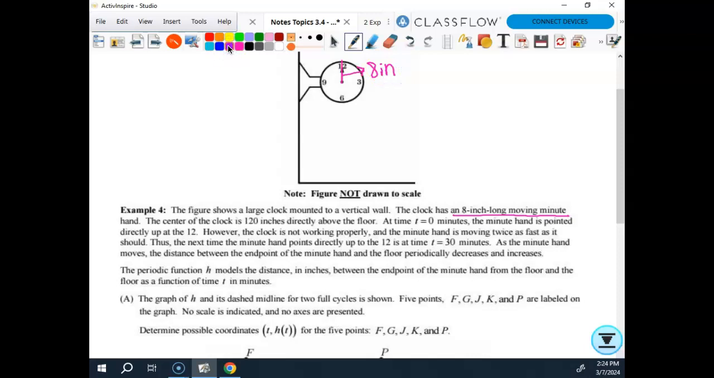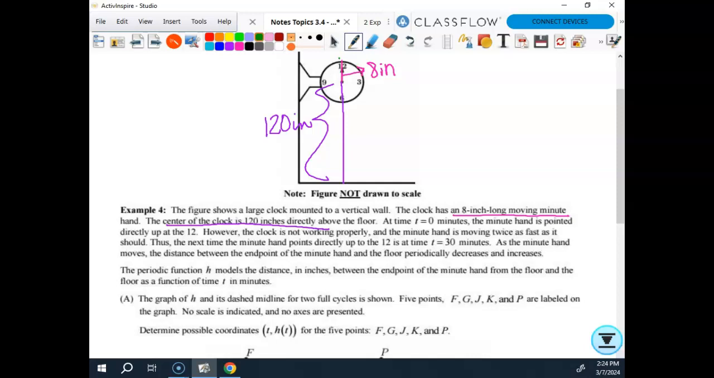Then the center of the clock is 120 inches directly above the ground. This is 120. Maybe it'll make more sense to you this time. You won't be as stressed out. Okay. At time t equals 0 minutes, the hand is pointed directly up right here. However, the clock is not working properly. It's moving twice as fast.